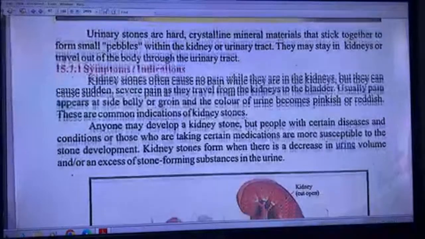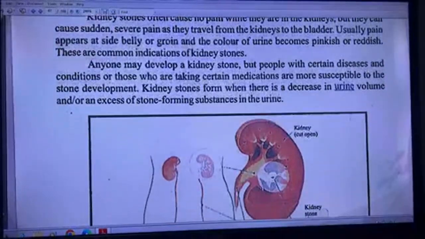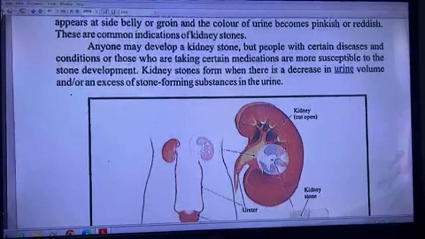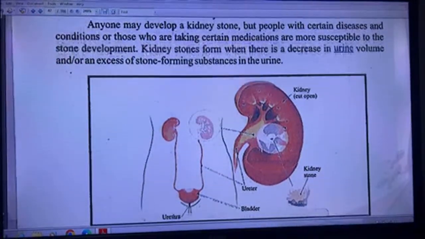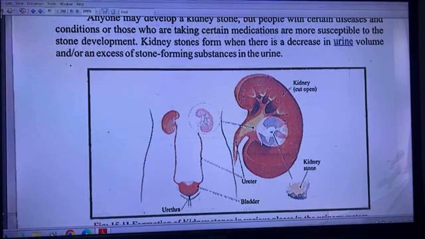Anyone may develop a kidney stone, but people with certain diseases and conditions or those who are taking certain medication are more susceptible to stone development. Kidney stones form when there is a decrease in urine volume and an excess of stone forming substances in the urine. Kidney stones.